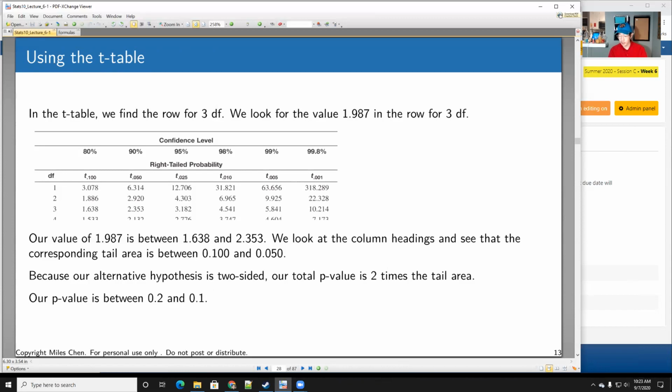So the question is, if you have a degrees of freedom that's not on the table, you just pick the degrees of freedom closest to it. The general advice is to always round down, but if you're really close, you can just pick the one that's closest. So if you're at, say, 79 degrees of freedom and you don't have 79, you can use 80 degrees of freedom. But the general advice is to always round down, which is a little bit more cautious. But if it's really close, you can just use the one that's closest. It's kind of the guideline.